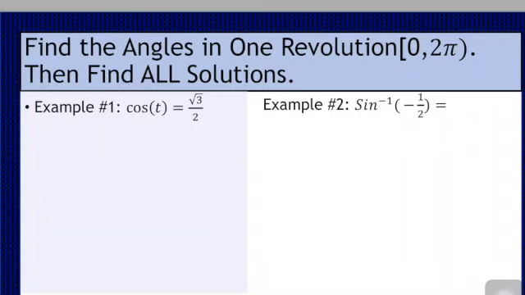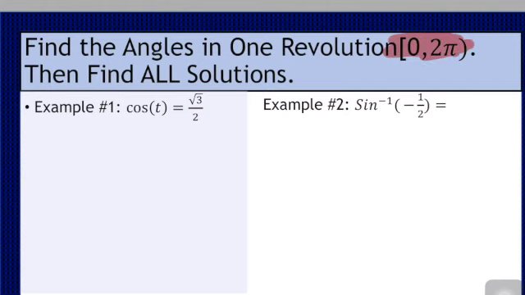Okay, so let's go ahead and look at some examples for solving for the inverse. Now remember, this is just going backwards. We're given the answer, and now we need to find which angle will give you that answer. What makes this tricky is that there are pretty much two solutions for each of these, right? So we've got two solutions in 0 to 2 pi.